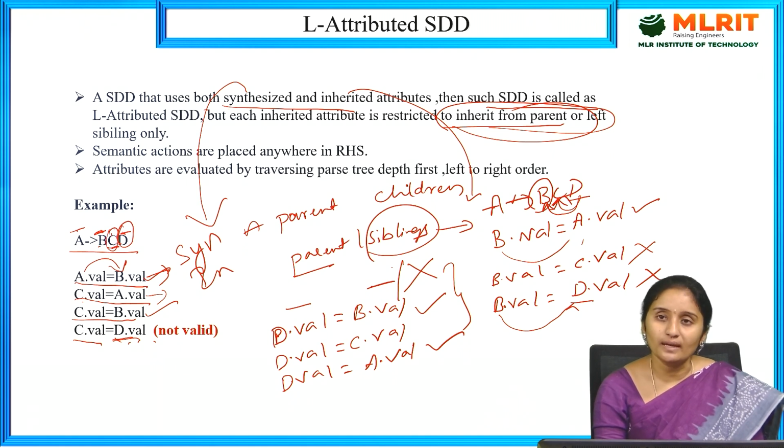But for the inherited attributes, there is a constraint or restriction that they should inherit the values from the parent or left siblings only, not the right siblings.